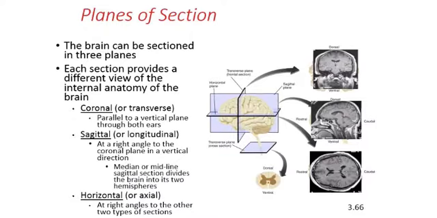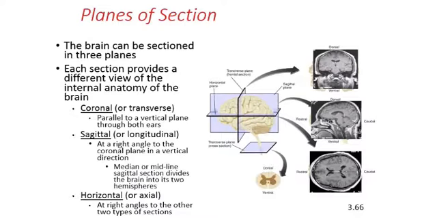A sagittal or longitudinal view is at a 90-degree angle to the coronal plane in a vertical direction. So this is the sagittal plane, where we're taking slices along the sides of the brain from right to left or left to right. So that would be what a sagittal image would look like. And a median or midline sagittal section would actually divide the brain into its two hemispheres, producing a right hemisphere and a left hemisphere. And then a horizontal or axial section is at right angles to the two other types of sections.